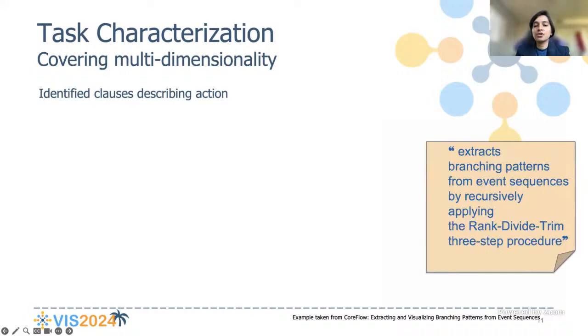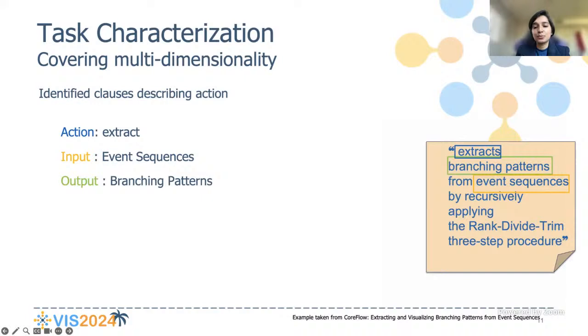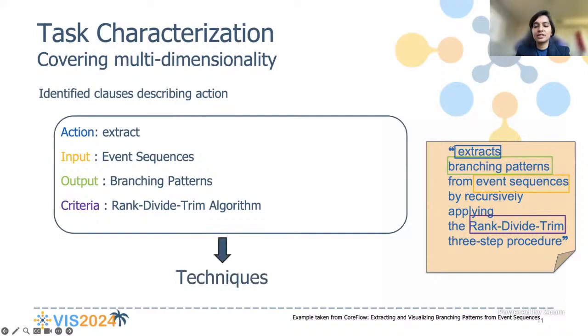Here we can see a clause from CoreFlow which describes extracting branching patterns from event sequences. We identified the action, which in this case is extract. Then we identified the input of the action, which is event sequences here. The action resulted in an output, which is branching patterns. And finally, we identify conditions for this action, which is the rank, divide, trim algorithm. This forms the lowest level of our framework, techniques, with these 4 dimensions: the action performed, the input, the output, and the criteria.